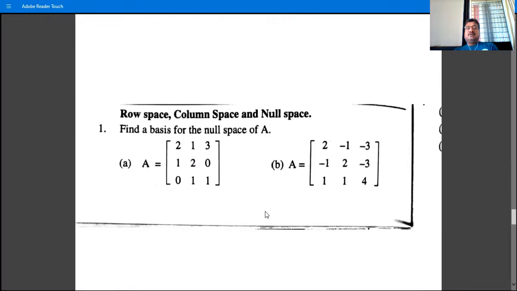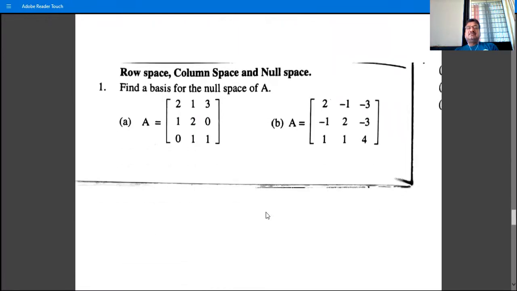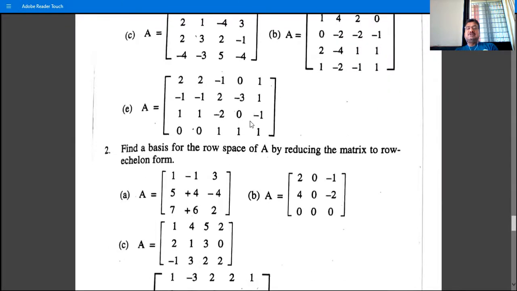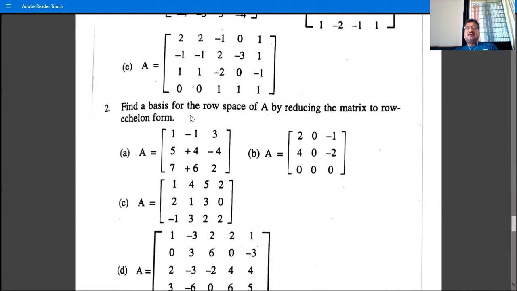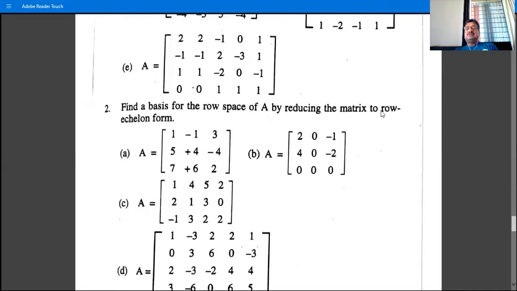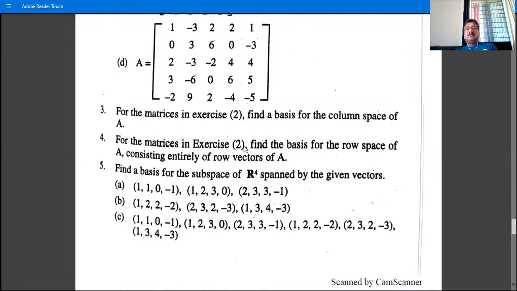So these are some exercises on this example. Find basis for null space of A. So these are the matrices. We have to find the null space. In this second example, we have to find the basis for row space by reducing the matrix to row echelon form. Then find basis for column space.